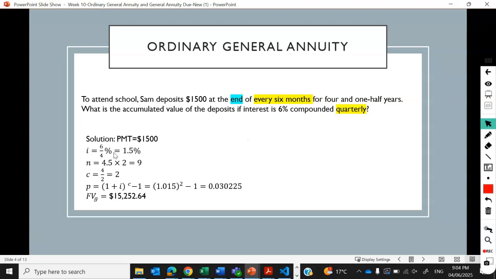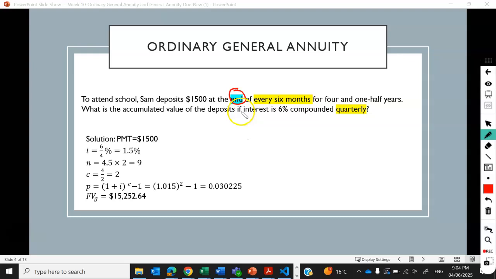Now, here is an example. To attend school, Sam deposits $1,500 at the end of every 6 months for 4.5 years. What is the accumulated value of the deposit if interest is 6% compounded quarterly? So first thing, we need to identify the annuity. The payments here are done at the end, so therefore it is an ordinary annuity.